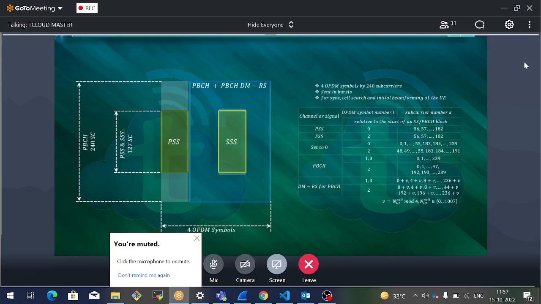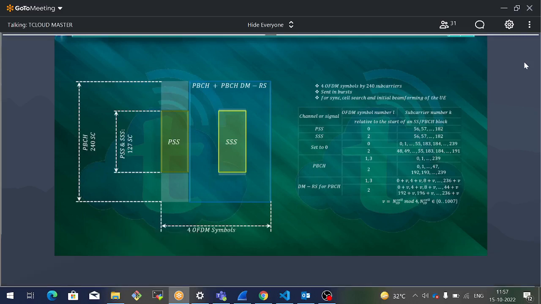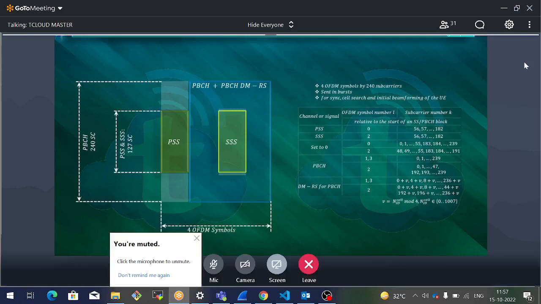All right. Great. We take a break for 10 minutes. When we come back, we haven't yet completed all the downlink channels. We have completed only the SSB block. We have the PDSCH, PDCCH, etc. Those things we will also study.